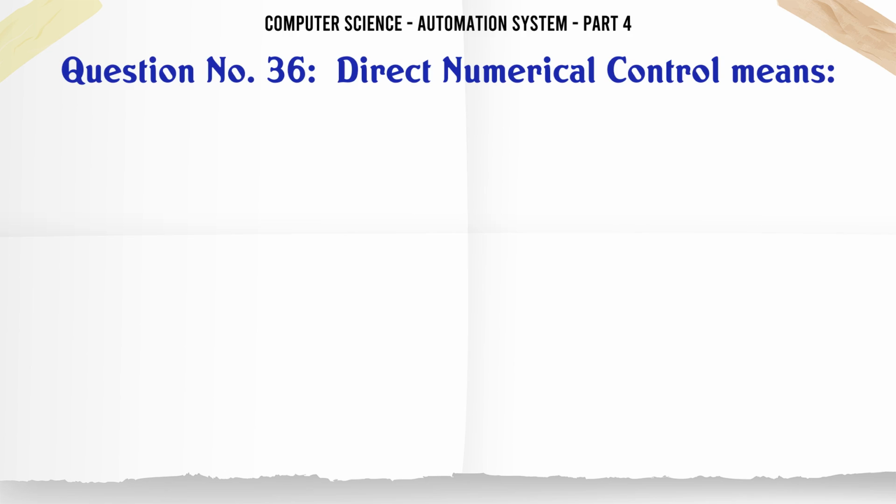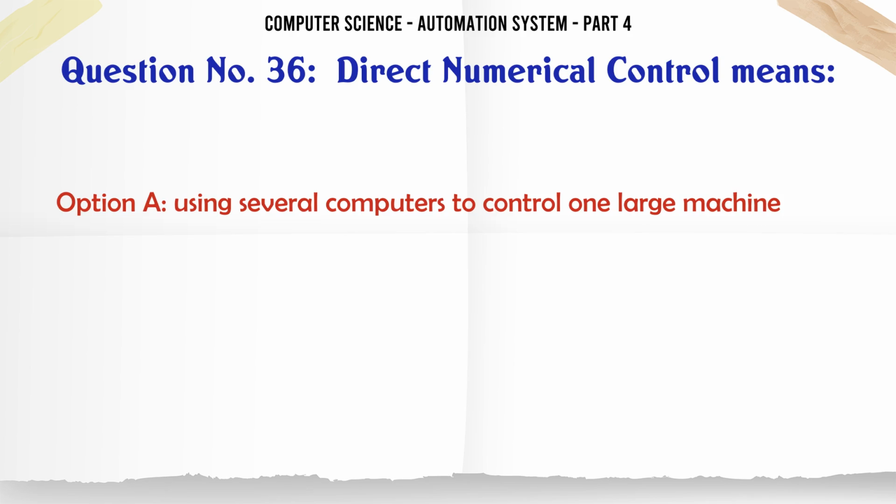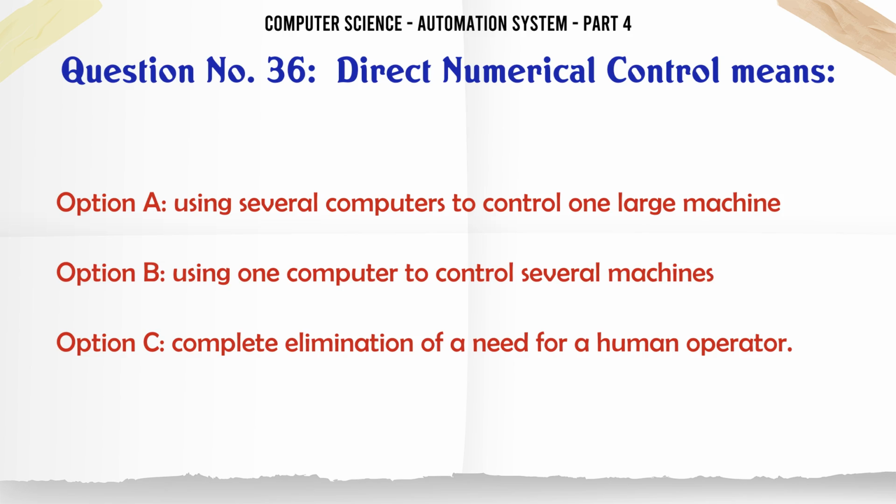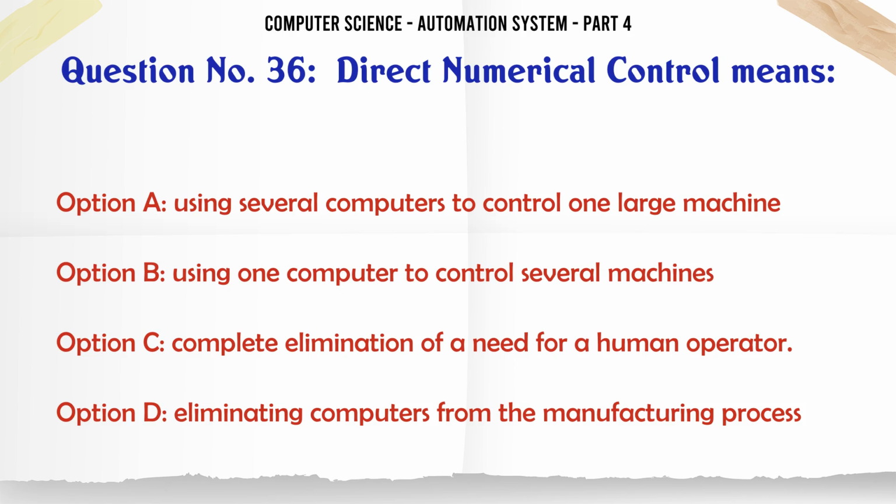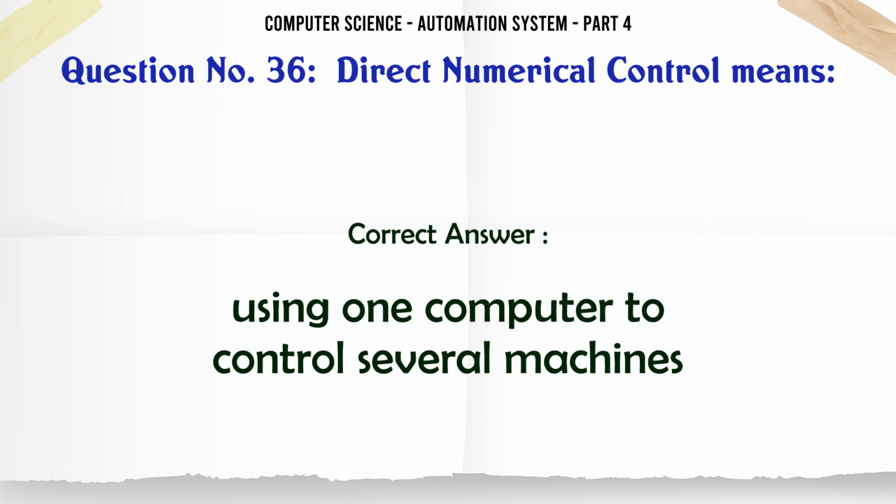Direct numerical control means A. using several computers to control one large machine. B. Using one computer to control several machines. C. Complete elimination of a need for a human operator. D. Eliminating computers from the manufacturing process. The correct answer is using one computer to control several machines.